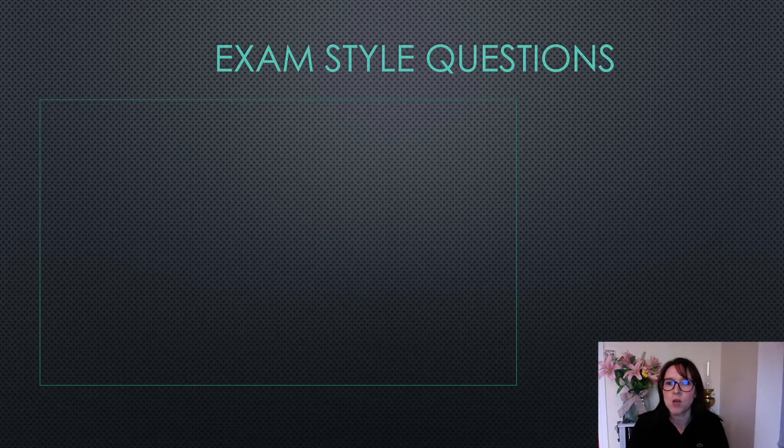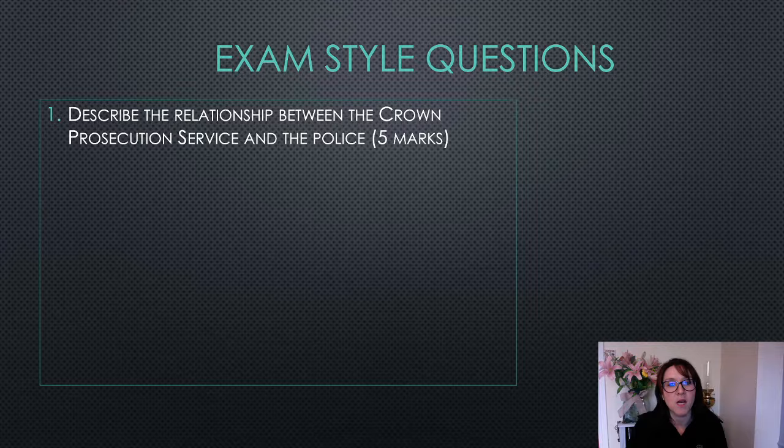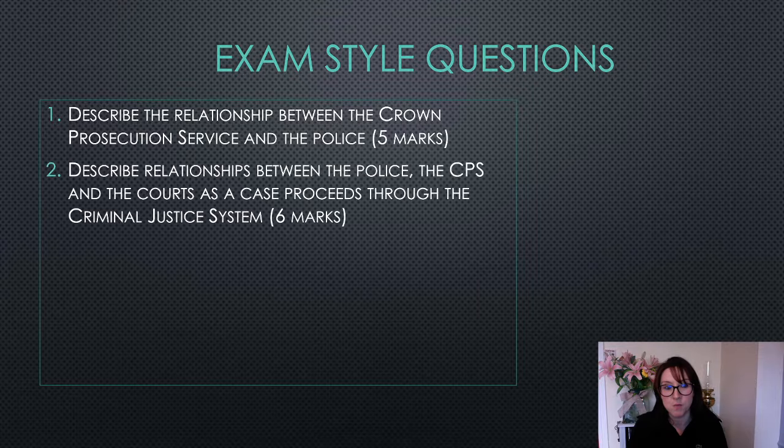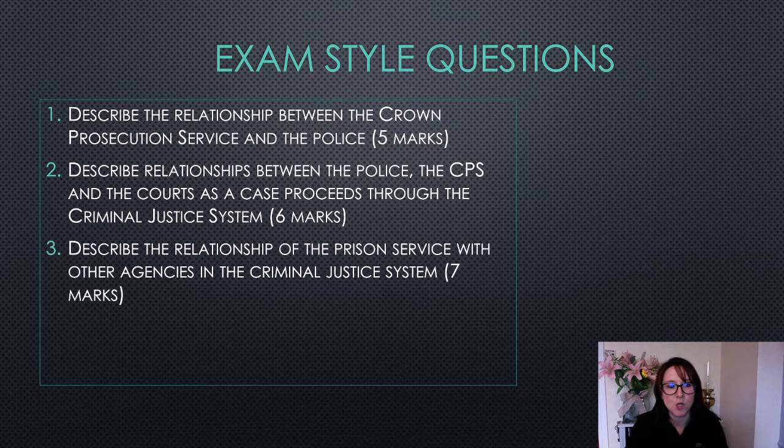What sort of exam style questions then would you get? A 5-marker might be describe the relationship between the Crown Prosecution Service and the police. A 6 marker would be describe relationships between the police, the CPS and the courts as a case proceeds through. So as a case proceeds through, what are the roles of the police, the CPS and the courts?